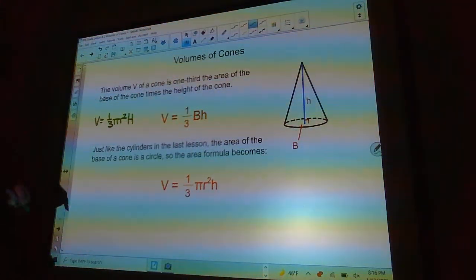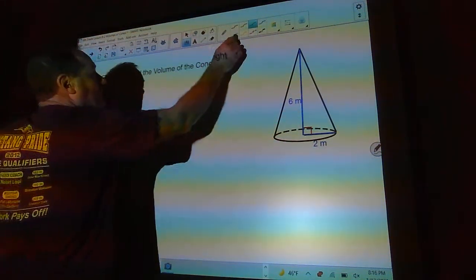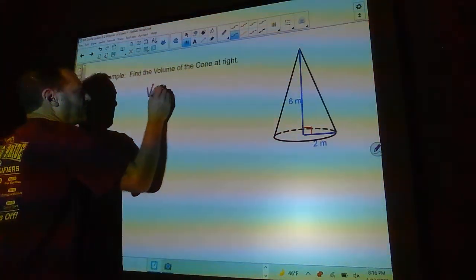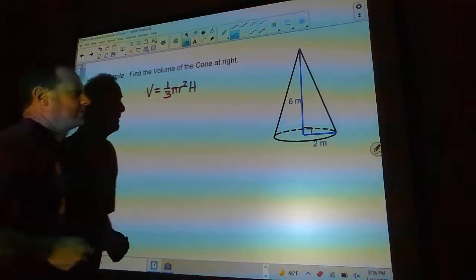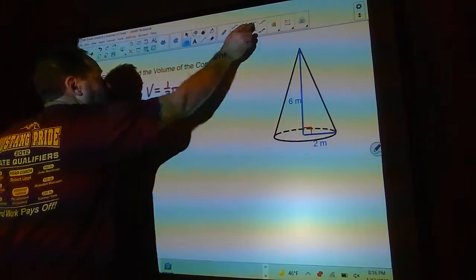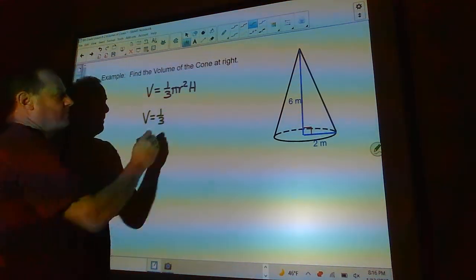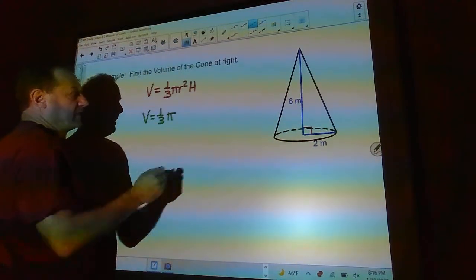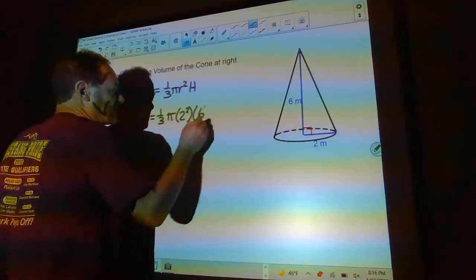All right, so let's find the volume of this cone right here. So, first thing we're going to do is write down our formula, 1/3 pi r squared times the height. And then we're going to fill in what we know. We don't know the volume, so that's just going to be V. That's what we're looking for. We know 1/3. We know pi. Now the radius here is 2, so this is going to be 2 squared, and the height is 6.